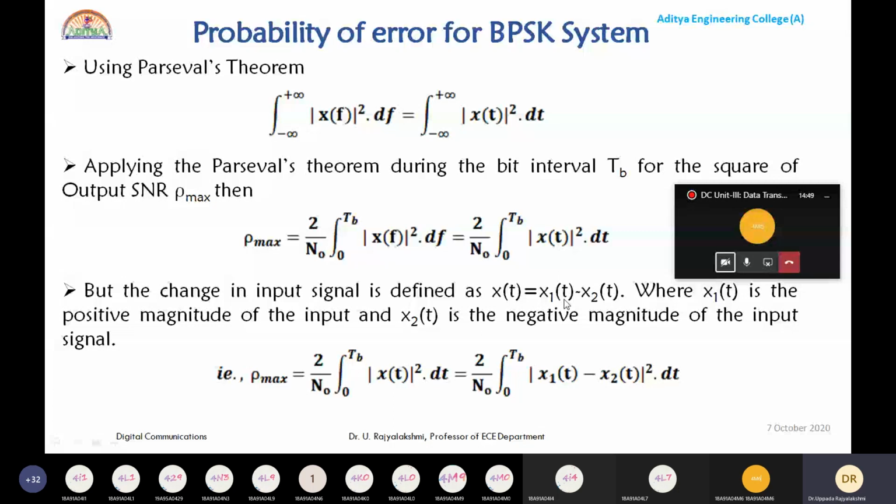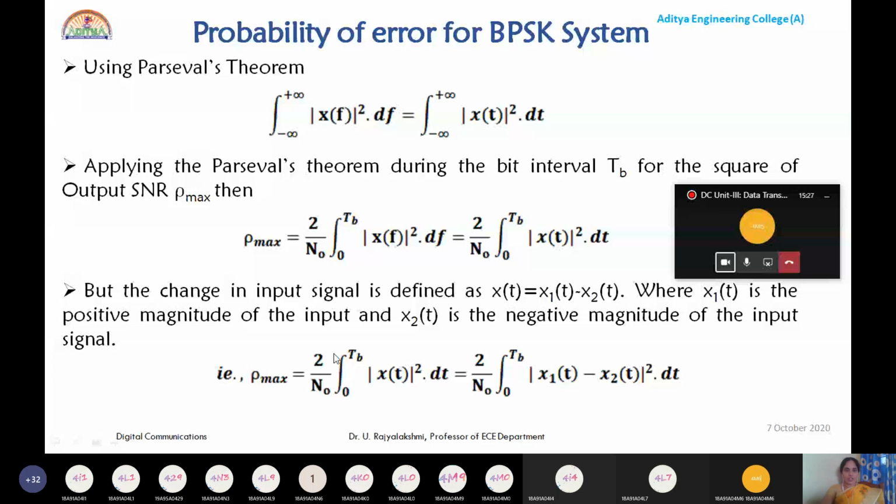That is equal to x1 of t minus x2 of t, where x1 of t is the positive magnitude of the input signal, and x2 of t is the negative magnitude of the input signal. That is, if you replace x1 of t and x2 of t with the levels of the input signal, you can assess the probability of error for the BPSK system.